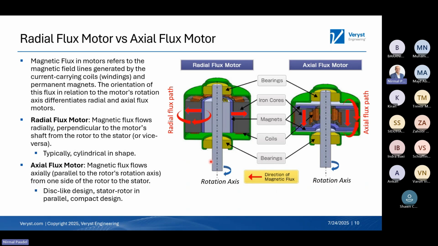Here we have the axis of rotation, or the shaft. On the radial flux path, we have the rotor inside and the stator outside, or vice versa in different configurations. But the idea is the flux line goes radially outward, or in other words, perpendicular to the shaft. That's why it's called a radial flux motor. These motors are usually cylindrical in shape and are commonly found in most industrial and automotive applications.